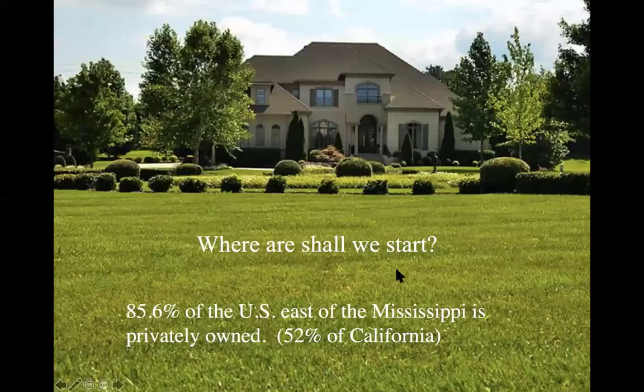Where are we going to start? Let's go to private property. 85.6% of the US east of the Mississippi is privately owned. 78% of the entire country is privately owned. California actually has the least amount of private property, only 52%, but it's still a huge amount of the area that is privately owned. If we ignore private property, if we don't do conservation on private property, we're going to fail because most of the land is privately owned.